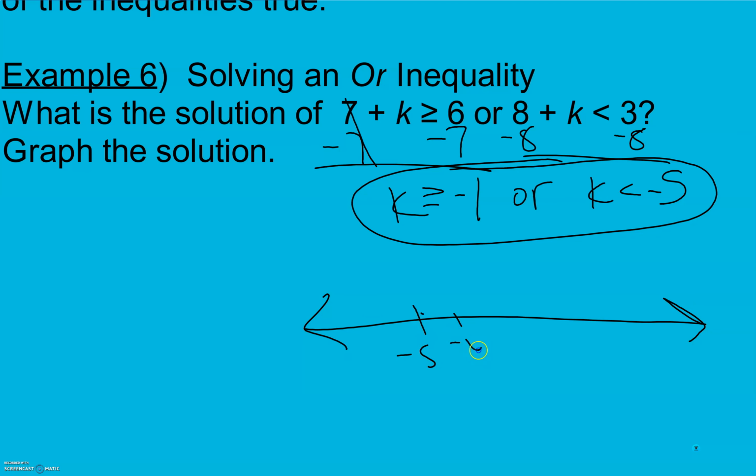-5 and our points on each side. -1 and our points on each side, and then we know where 0 is already here. Put a circle at -1. I'm going to fill it in because of the equal to. And we want numbers greater than or equal to -1. So numbers like 0, for example.